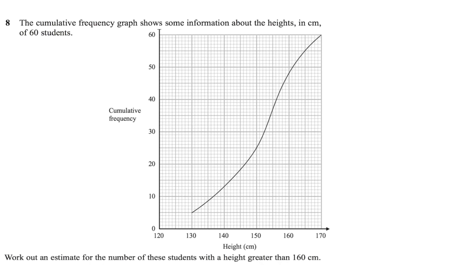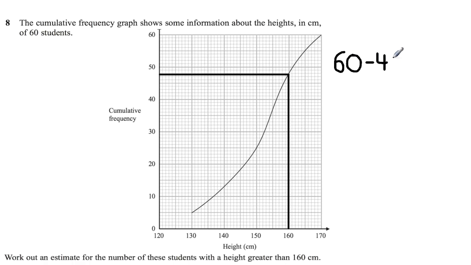So what we need to do first is to draw a line from 160 centimetres going upwards until it hits the curved line. Upwards. And then you read across. So that is 48 students. What we need to do next is find the difference between 60 and 48 students. So 60 students minus 48 students, which equals 12 students. So 12 students have a height greater than 160 centimeters. So that's your answer, 12 students.